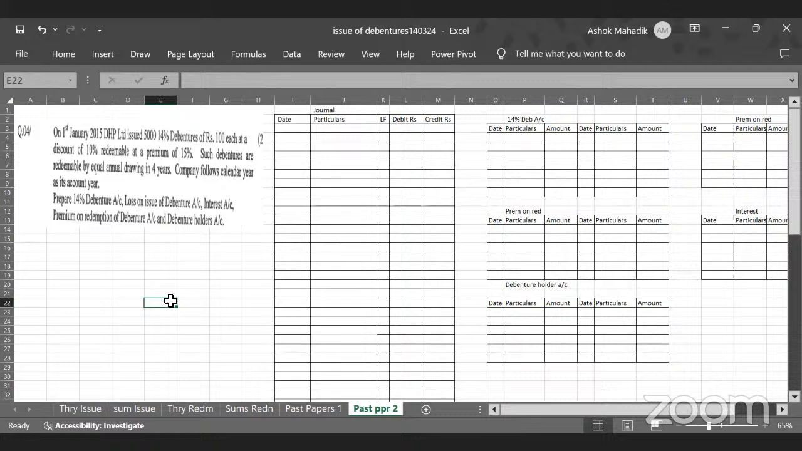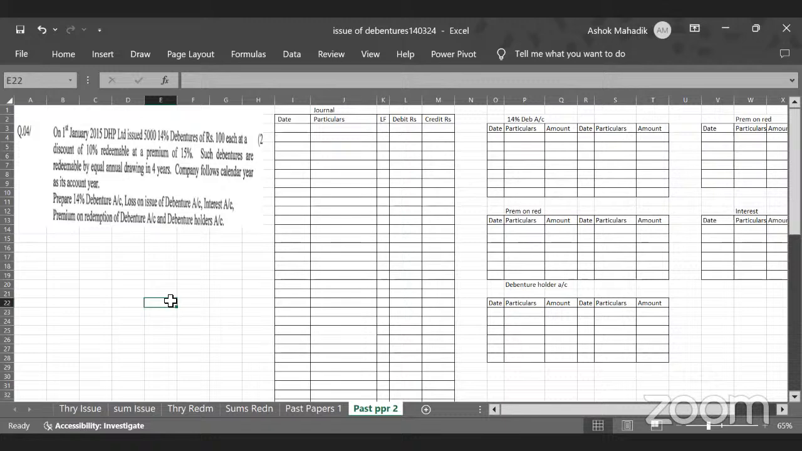Such debentures are redeemable by equal annual drawings in 4 years. So in 4 years, we have to redeem these debentures. The company follows the calendar year, that is 1st January to 31st December. So accordingly, we have to record the dates. Prepare 14% debenture account, loss on issue of debenture account, interest account, premium on redemption of debenture account, and debenture holders account. So they have asked us to prepare ledger accounts.